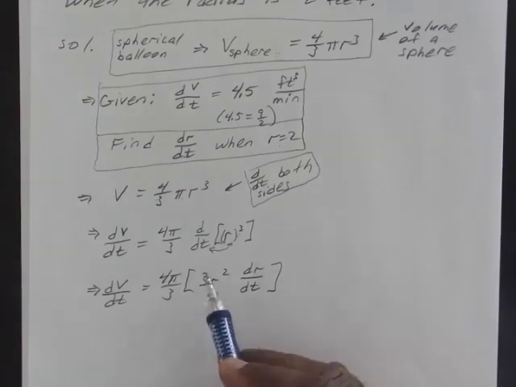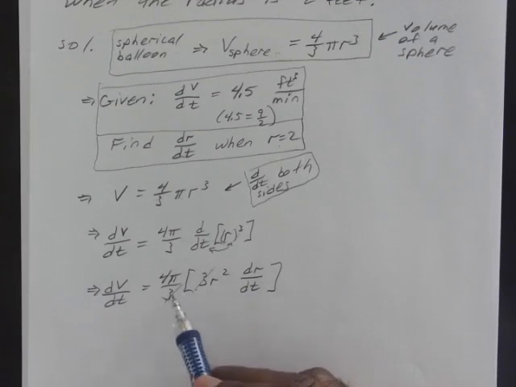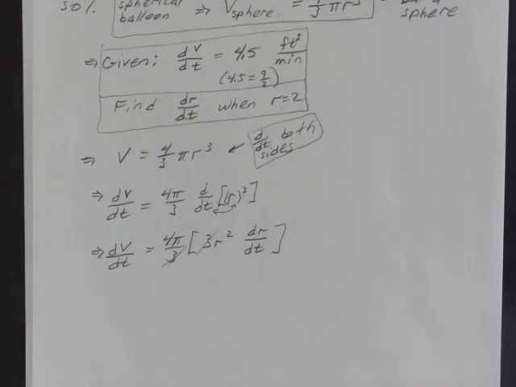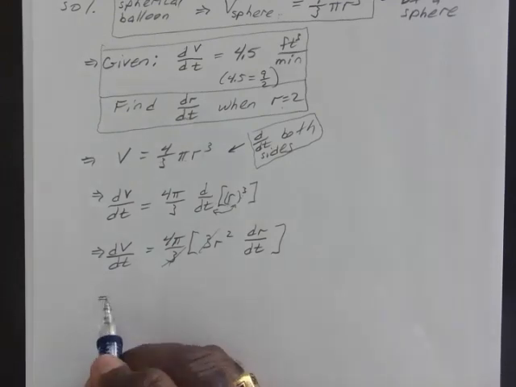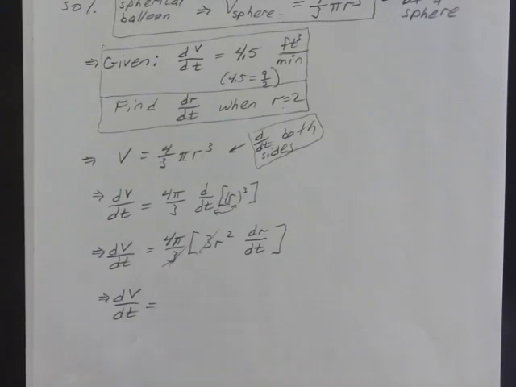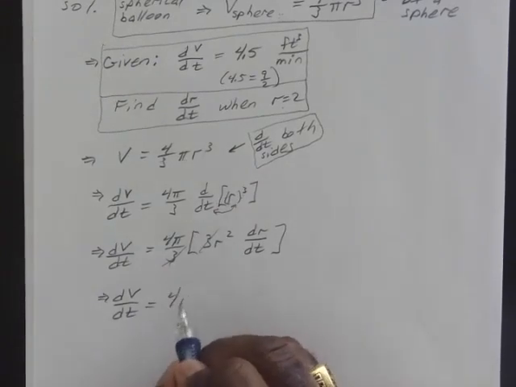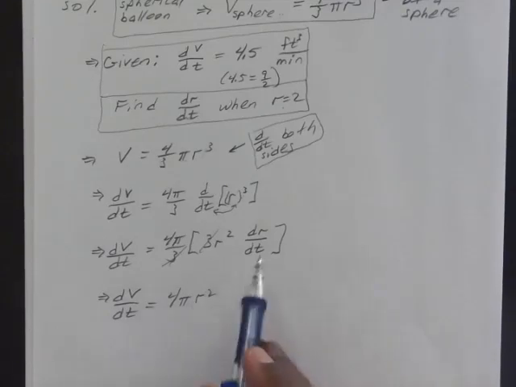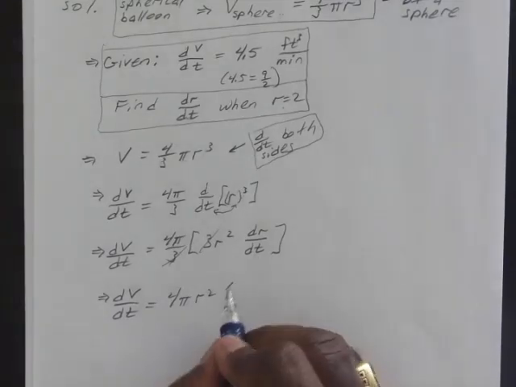Okay. Well, we can see here that the 3's will automatically cancel each other out. So we can do that now. It wouldn't affect the answer at the end, but might as well make it as simplified as possible. So the rate of change of the volume with respect to time is equal to 4 pi times r squared times dr dt.